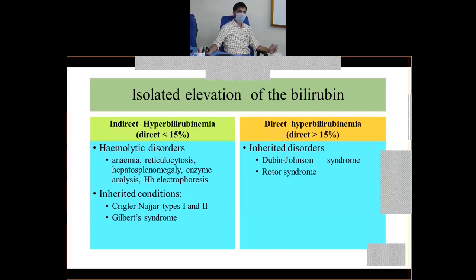And if there is direct hyperbilirubinemia but all liver enzymes are normal, then only a few diseases can cause this type of problem, and they are mostly inherited. This category includes Dubin-Johnson syndrome and Rotor syndrome.